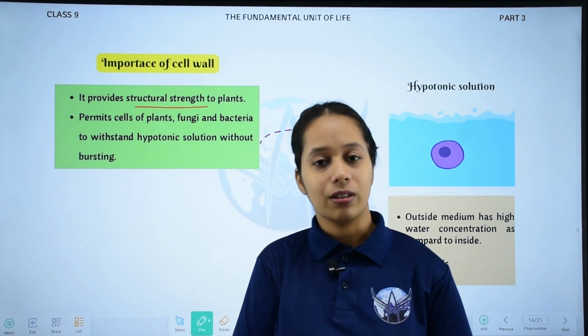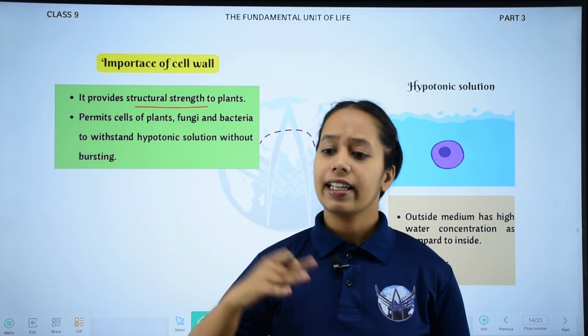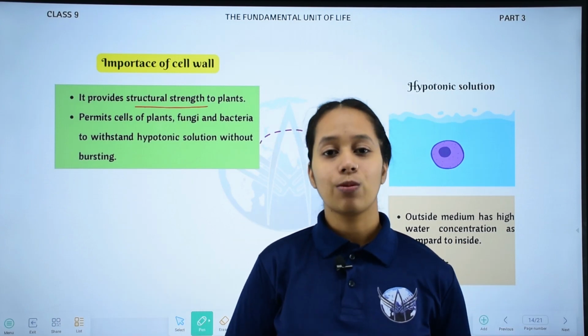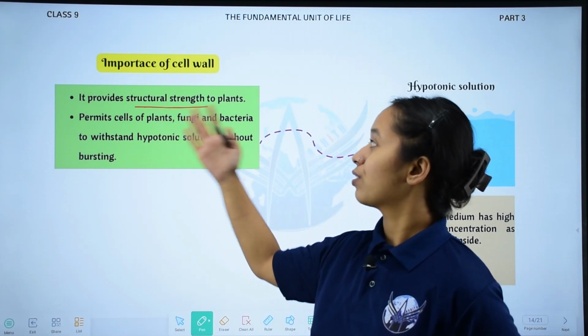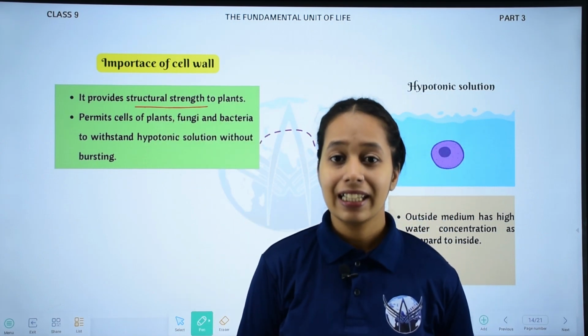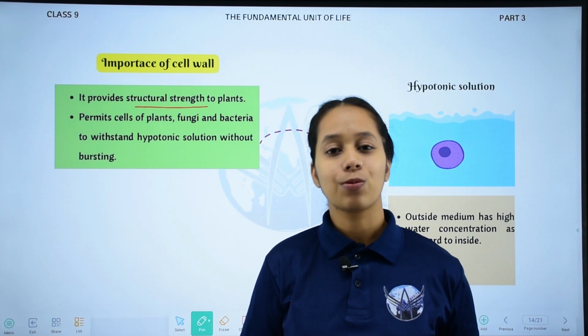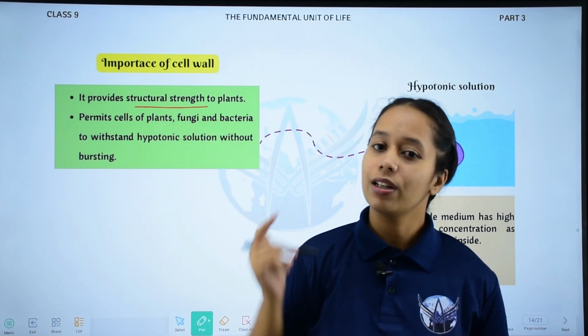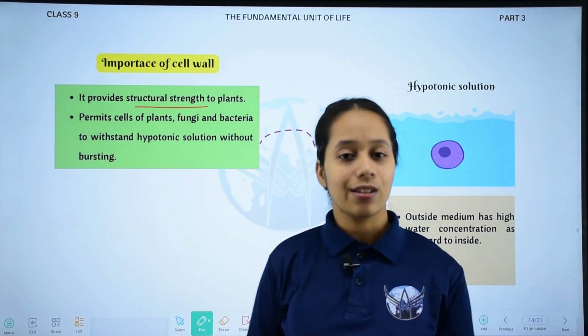Plants are fixated on one particular place. They cannot move around, so they are exposed to danger. That is why they need structural strength. They need protection. That's why they need cell wall. And cell wall provides this structural strength to the plant cells or a plant as a whole.